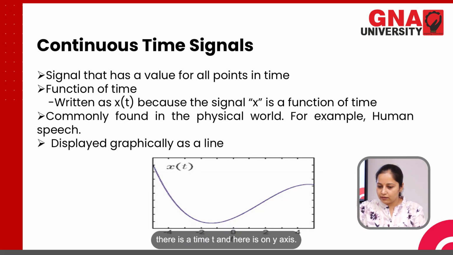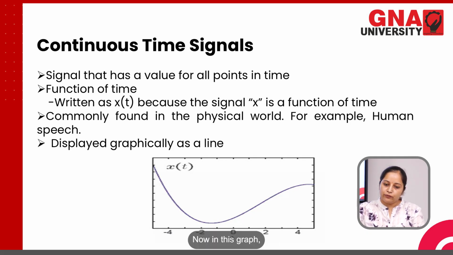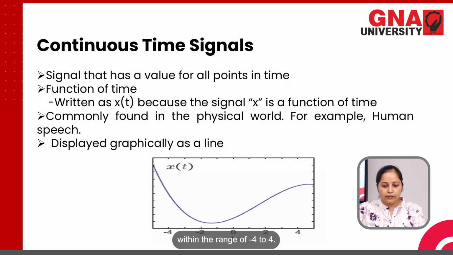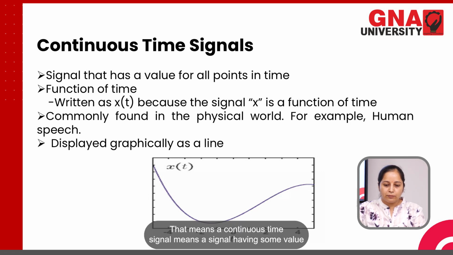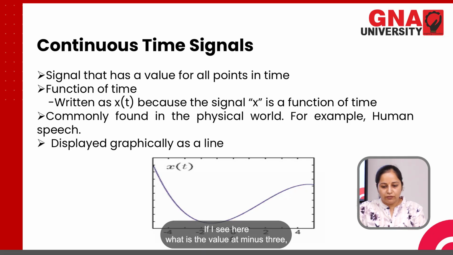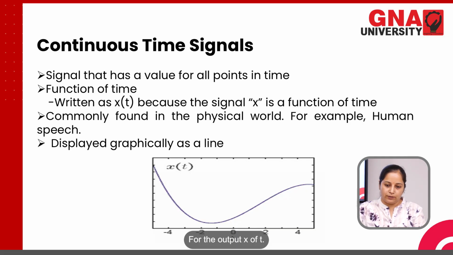On the x-axis there is time t, and on the y-axis the output is x of t. Now x depends on time t. In this graph, the output varies continuously with respect to time, within the range of -4 to 4. That means a continuous time signal is a signal having some value at a particular instant of time within the range -4 to 4. If I see what the value is at -3, then you will get the value at -3 for the output x of t.